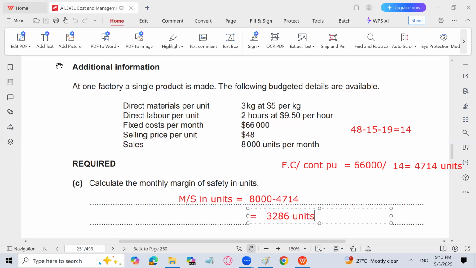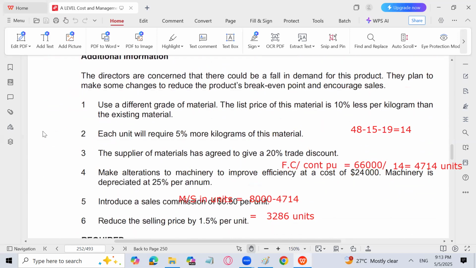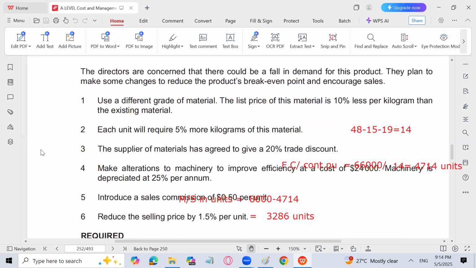Next is additional information. The directors are concerned that there could be a fall in demand for this product. They plan to make some changes to reduce the product's break-even point and encourage sales. They want to reduce the break-even point and sell more. Use a different grade of material, but a high quality material. The list price of this material is 10% less per kilogram than the existing material. But each unit will require 5% more kilograms of this material. That is going to be an expensive material.